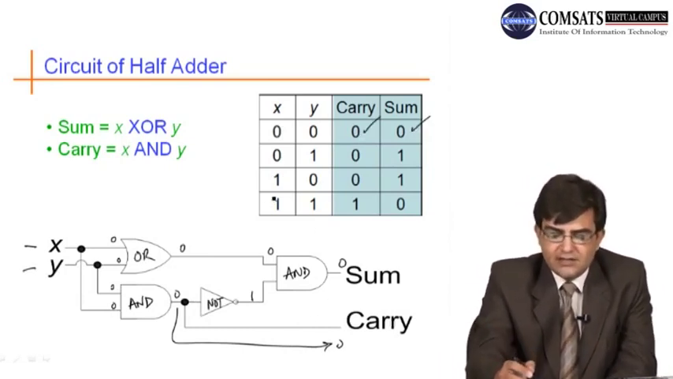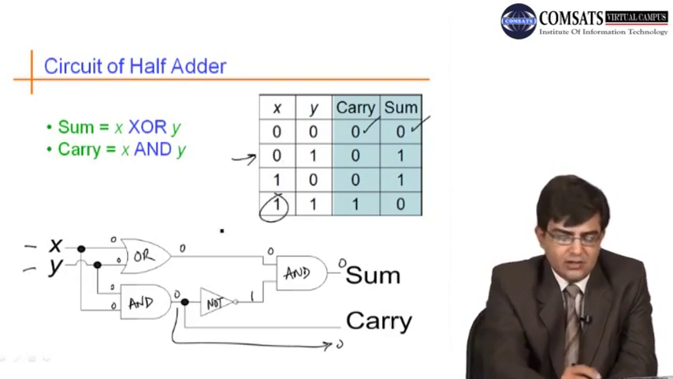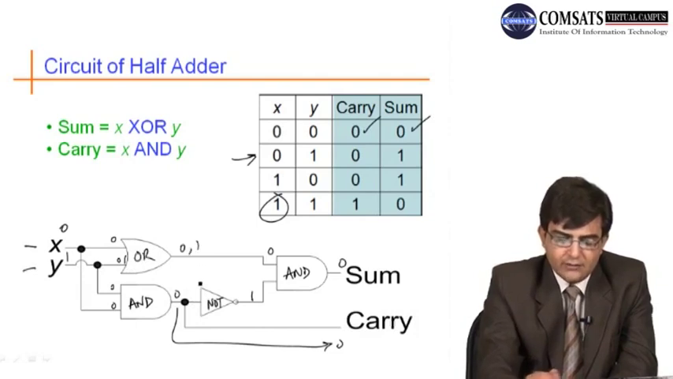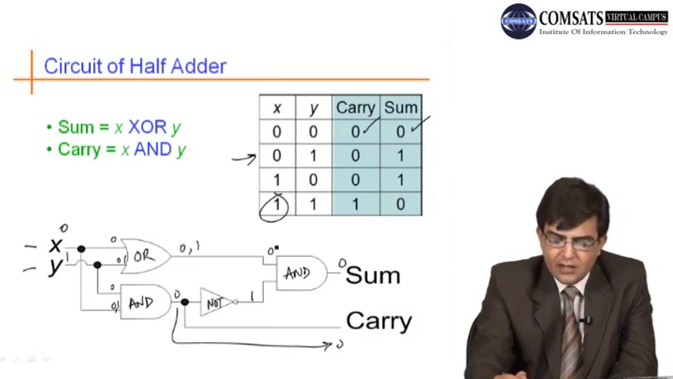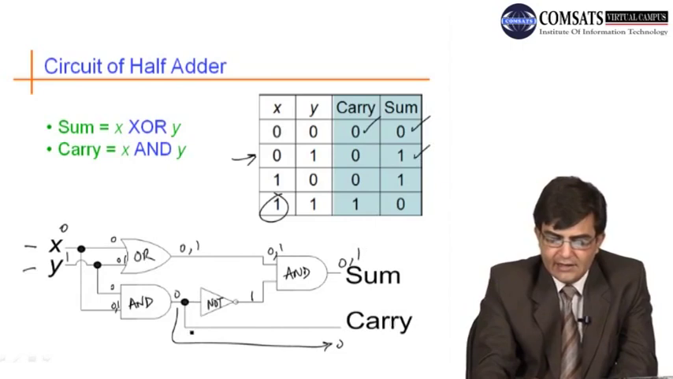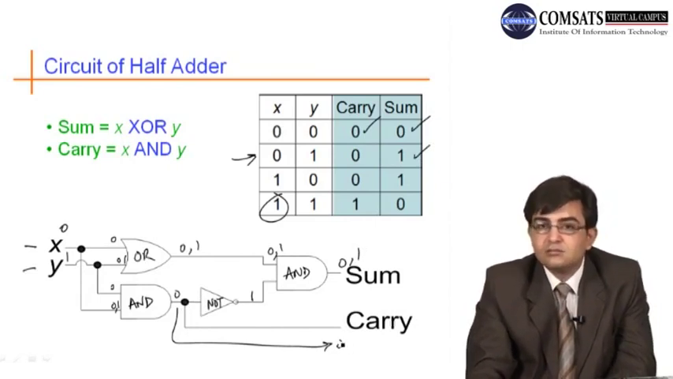And I explain this further. When X is 0 and Y is 1, we have 0 here and 1 here. So we get 1 here. We have 0 here and 1 here, so we get 0 here. Here we have 1, here we have 1, and this gives 1 here. So the sum in this case is 1, and carry comes again 0.